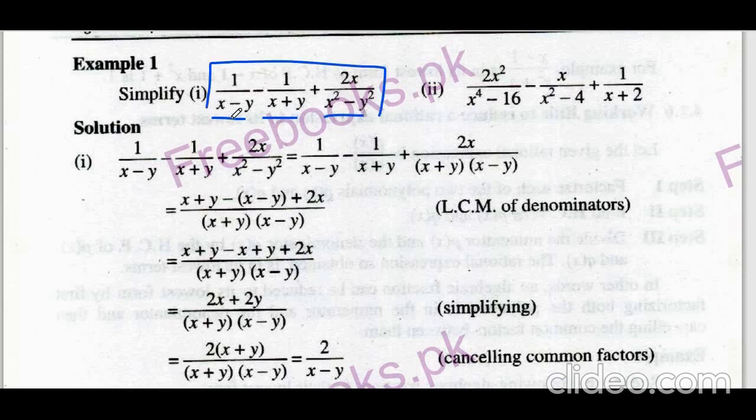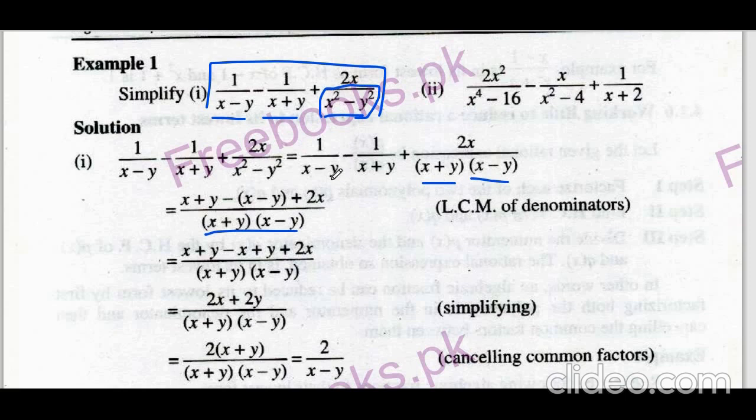Now step 1, take the LCM of the denominators. You can subtract or add the rational expression terms by taking the LCM of the denominators. When we take the LCM of the denominators, we get (x plus y) and (x minus y). Firstly, open this: the same algebraic formula is applied. x square minus y square equals (x plus y)(x minus y). Now take the LCM.